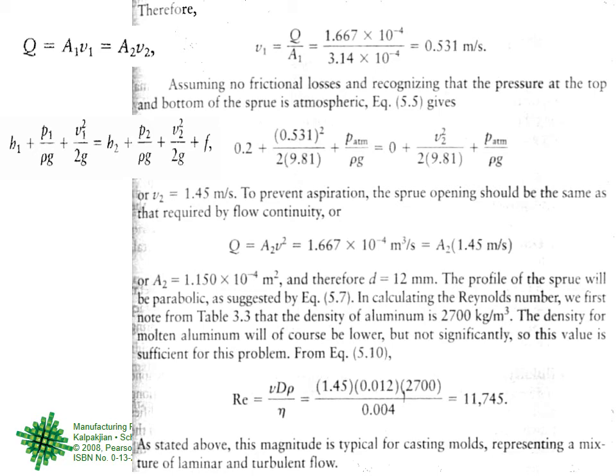So this is a very good Reynolds number for general casting, and they have even written that this value of Reynolds number is typical for casting molds. So this is what we should aim for, right? 11,000, 12,000, 13,000. These are the types of Reynolds number that you would aim for.